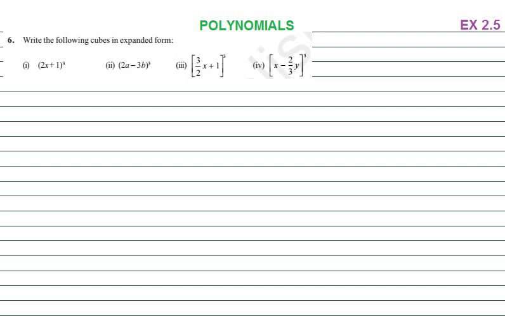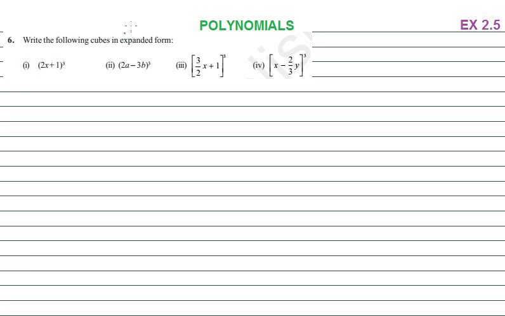Welcome students. Last time we had completed till question number 5 of exercise 2.5. Today we will complete this exercise and hence this chapter also. So before going to next question, let us introduce a new identity.